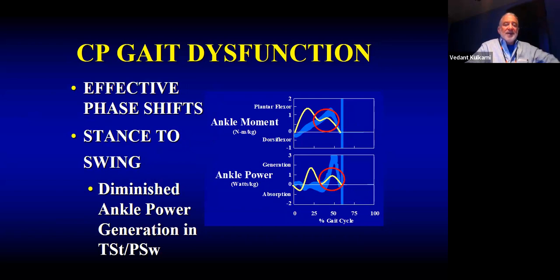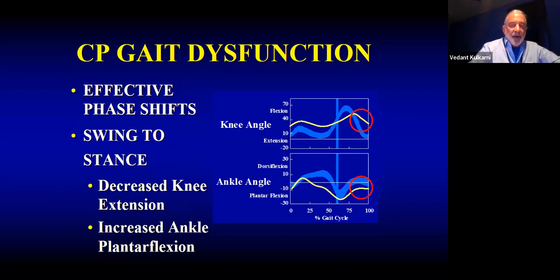Effective phase shifts. When we consider the phase shift from stance to swing, motor number one, the ankle plantar flexors, frequently are compromised due to myostatic deformity and foot segmental malalignments. And as a consequence, they have a decreased internal plantar flexor moment, which is what we see on the top, and decreased power generation. So motor number one is compromised. The ability to go from stance to swing is compromised.